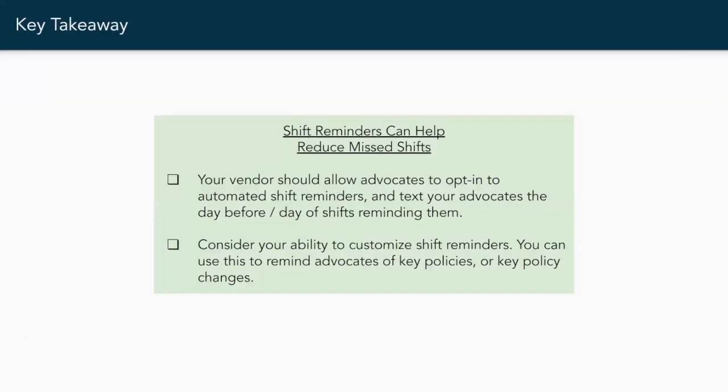Okay, so if you're having some challenges around advocates forgetting their shifts, consider a shift reminder system. Your vendor should allow your advocates to opt into some kind of automated shift reminders that text your advocates the day before or the day of shifts, reminding them. And when you're evaluating systems, consider your ability to customize these shift reminders. You can use this to remind your advocates about key policies that your organization has so that they're top of mind, as well as key policy changes. Shift reminders can help reduce missed shifts.